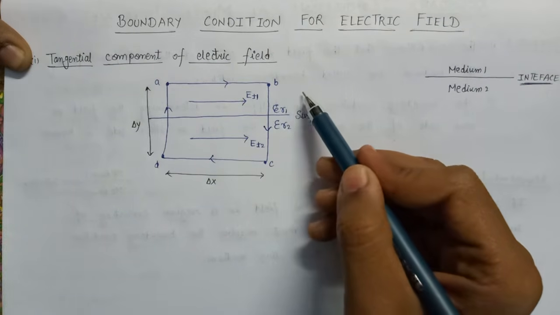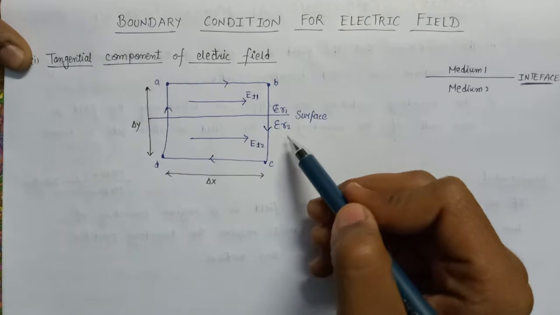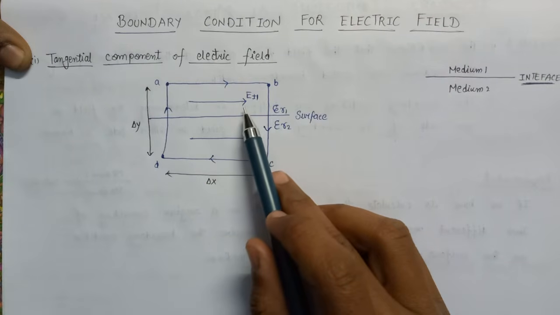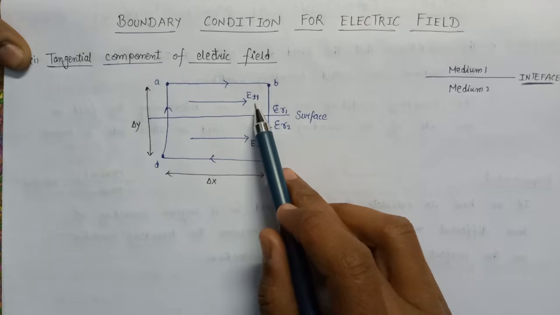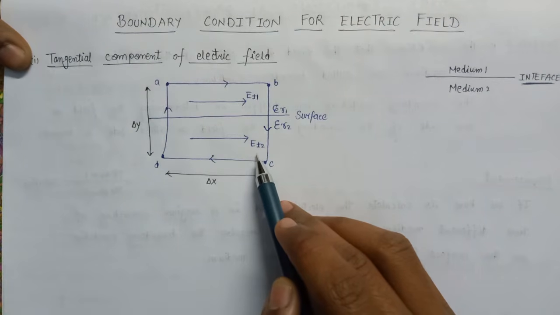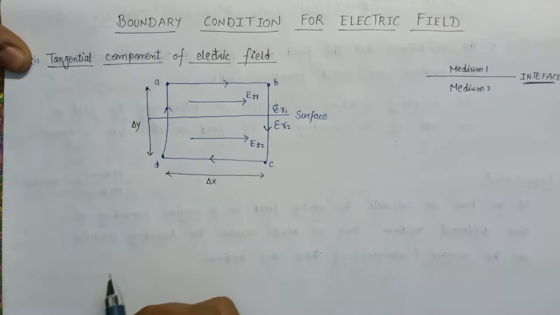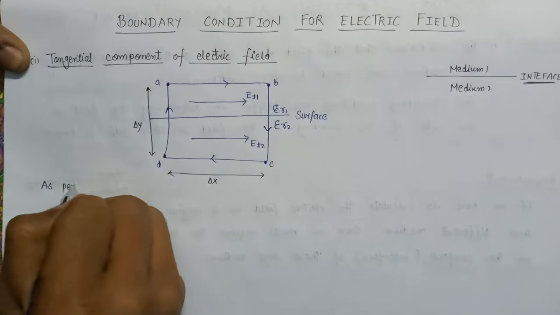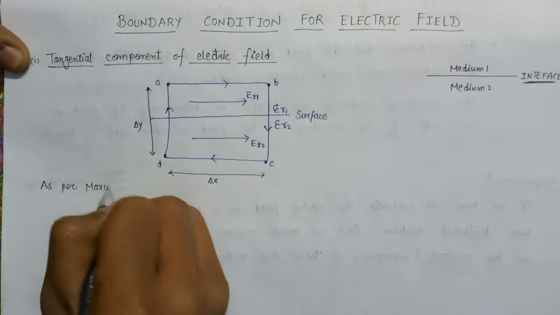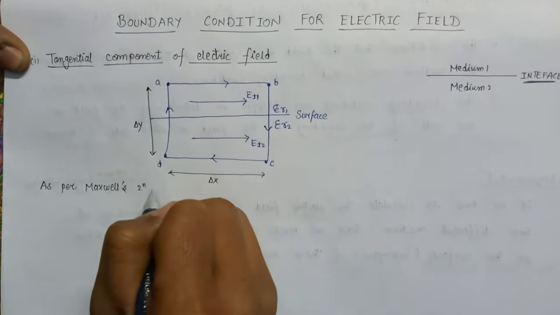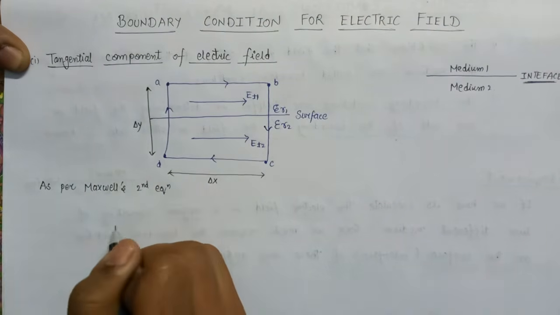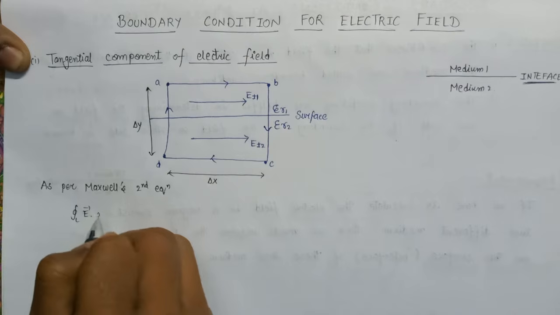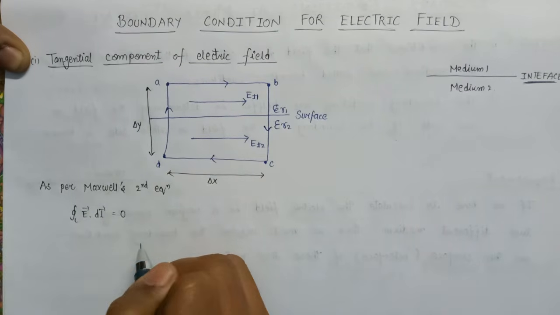1 of the upper surface and the medium 2 that is below the surface, and this surface is nothing but the interface between these two medium, having the tangential component, that is ET1 for the upper surface and ET2 for the below surface. As per the Maxwell second equation, we know that line integral of electric field is equals to 0.